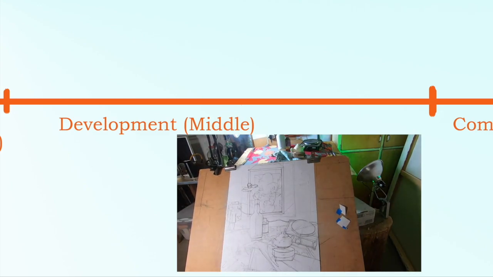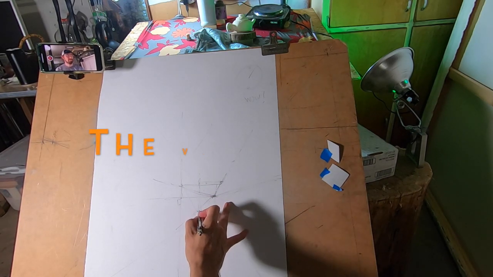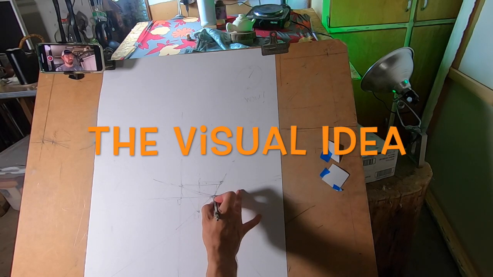Visual thinking. Visual ideation. Visual discovery. The visual idea.